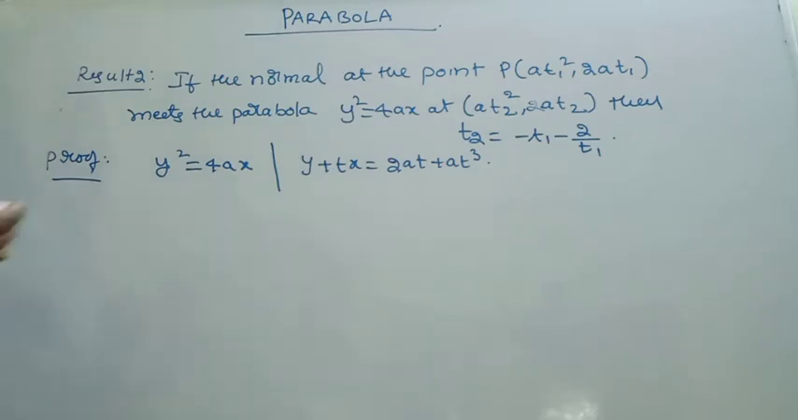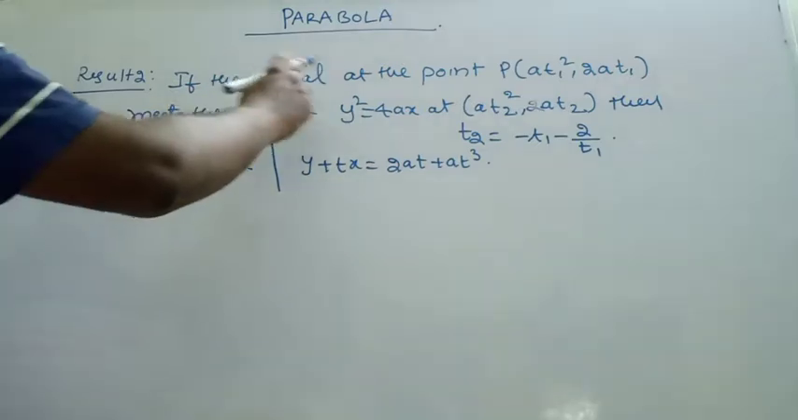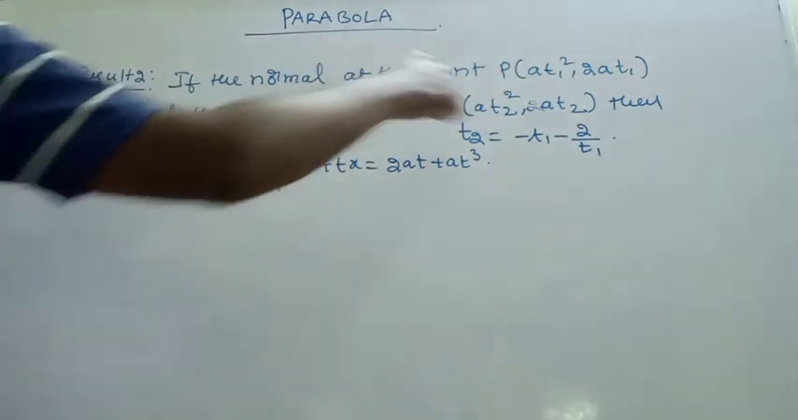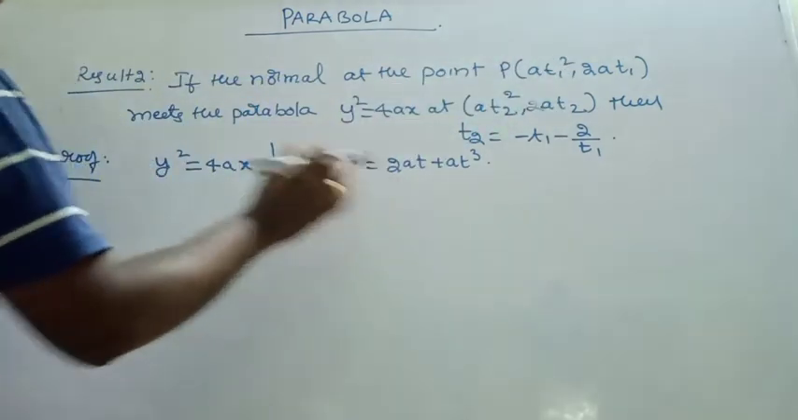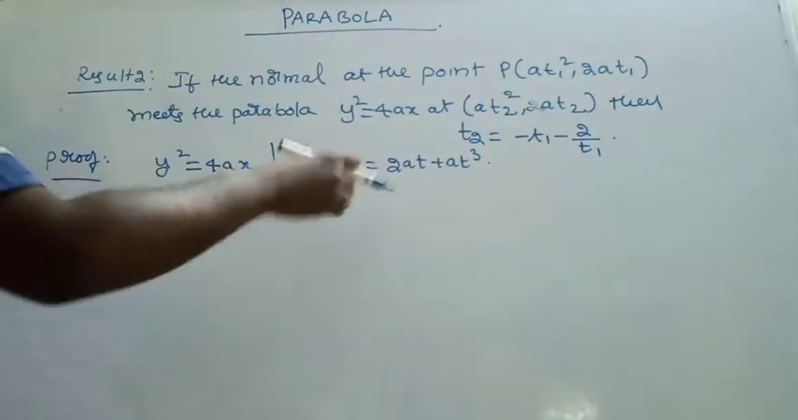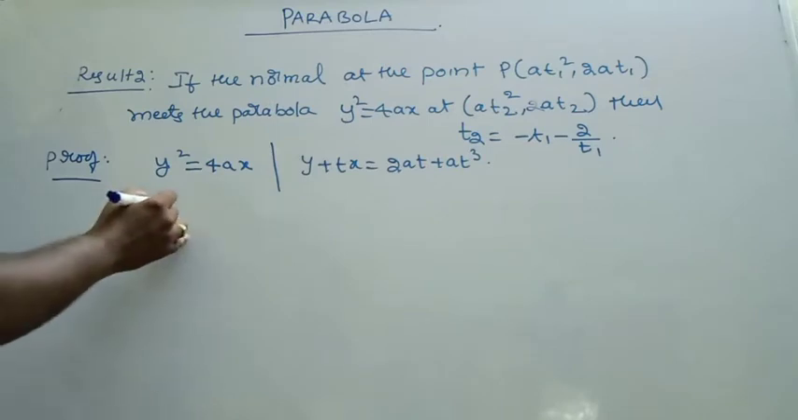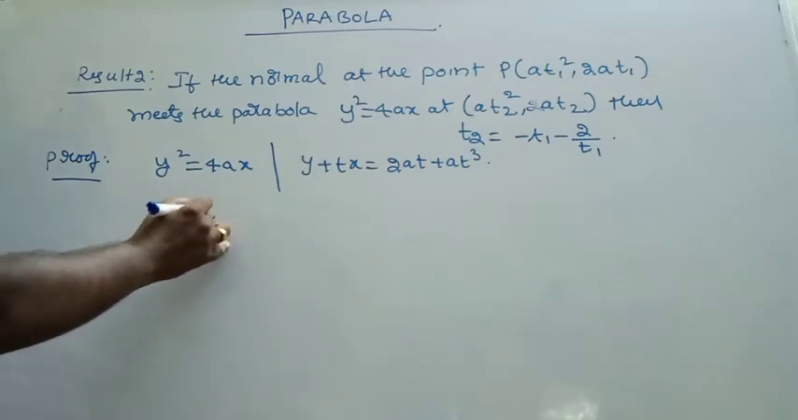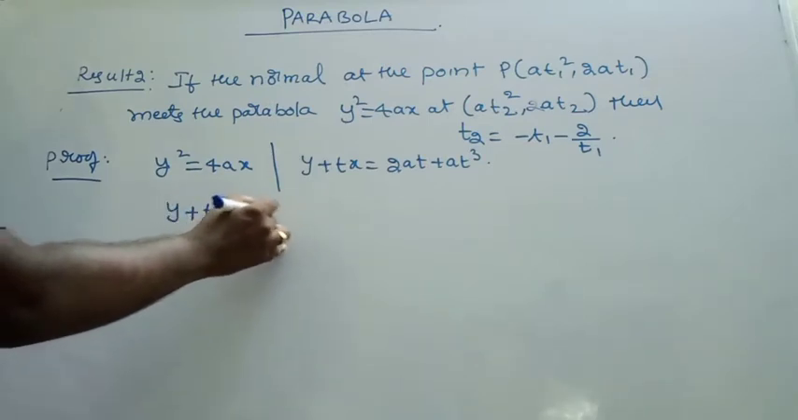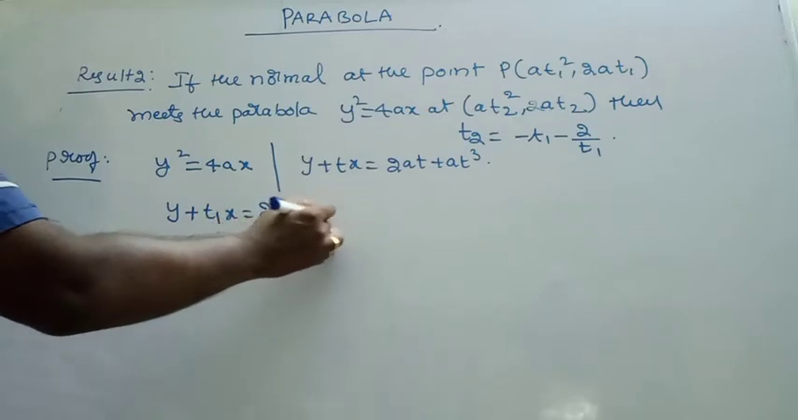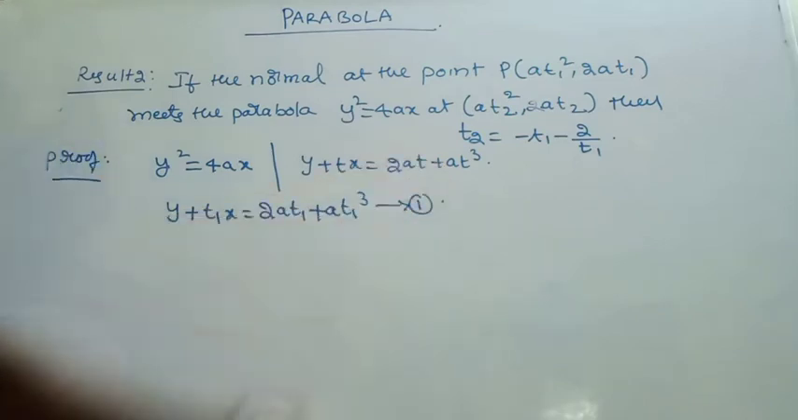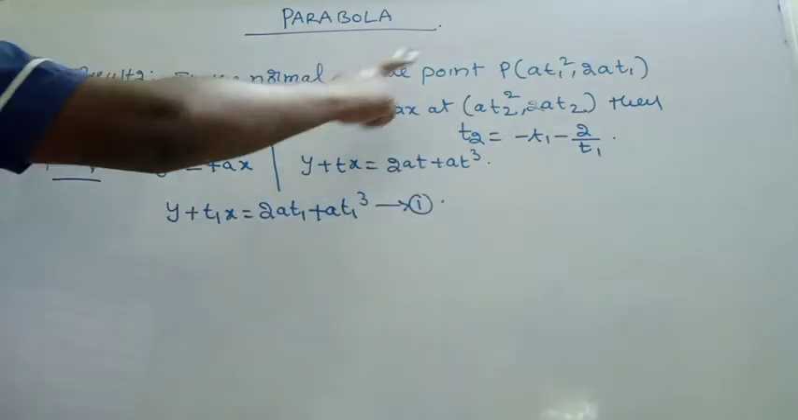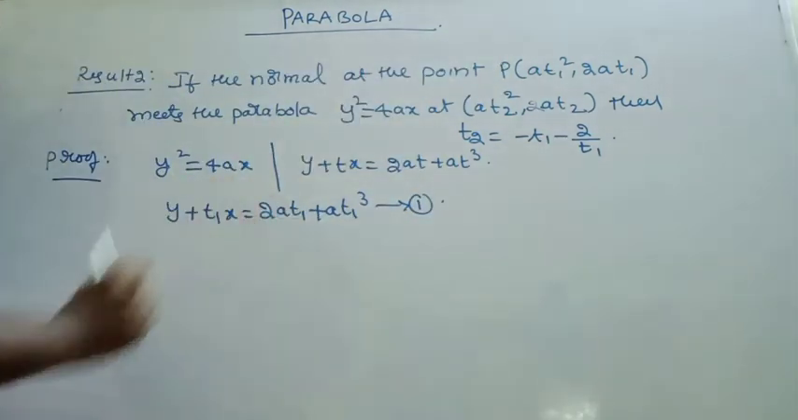Now, it passes through the point. If the normal is at the point P, that means this point lies on the normal. The normal is passing through that point. Therefore, what you will get is y + t1x = 2at1 + at1³. You just write it as equation number 1. This point satisfies this equation.